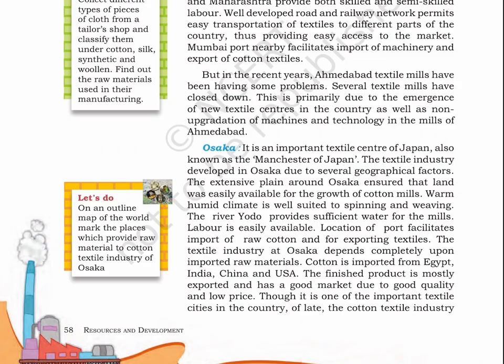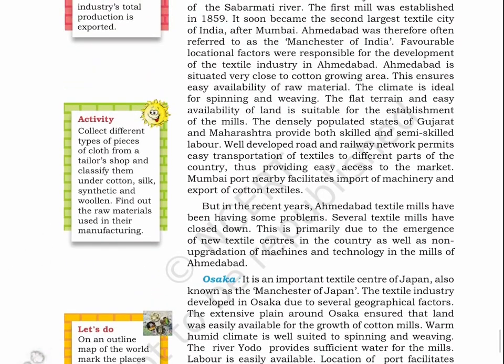On the left side, there is a green box which reads Activity. Collect different types of pieces of cloth from a tailor's shop and classify them under cotton, silk, synthetic, and woolen. Find out the raw materials used in their manufacturing.